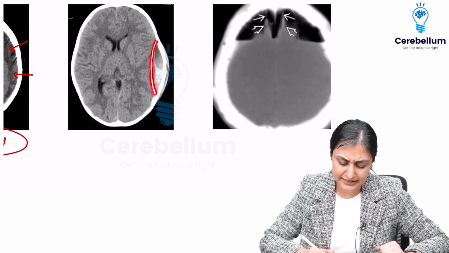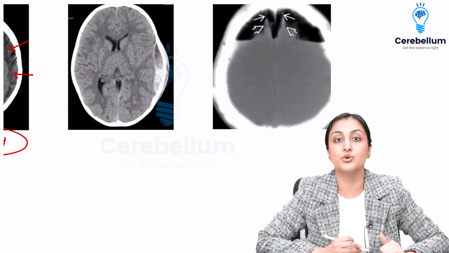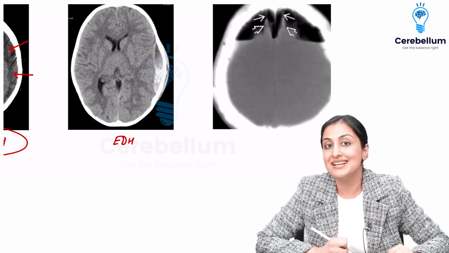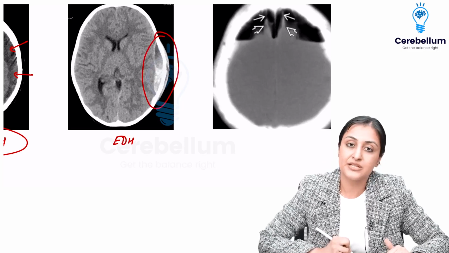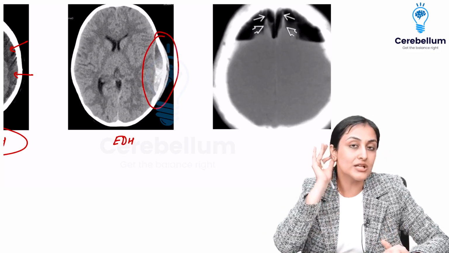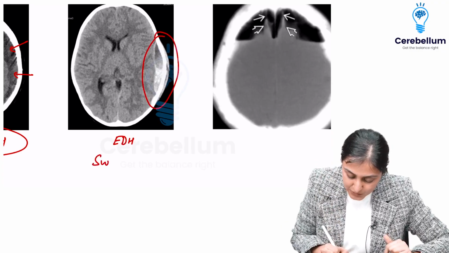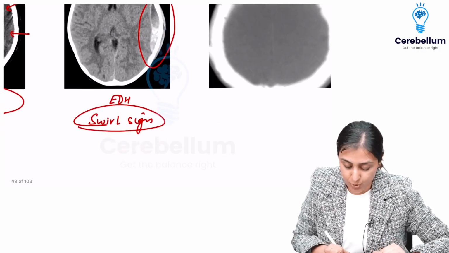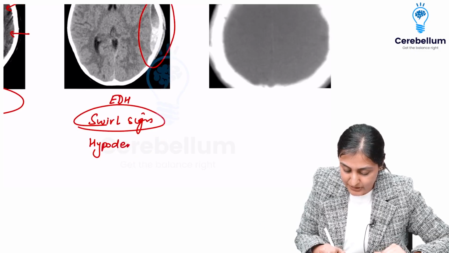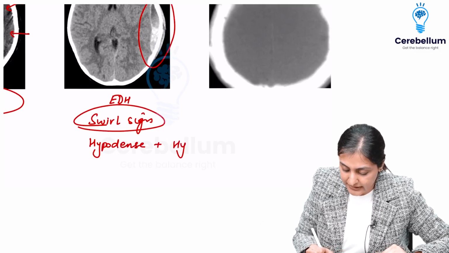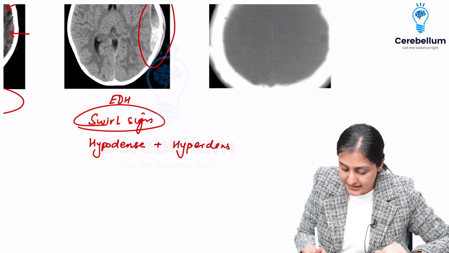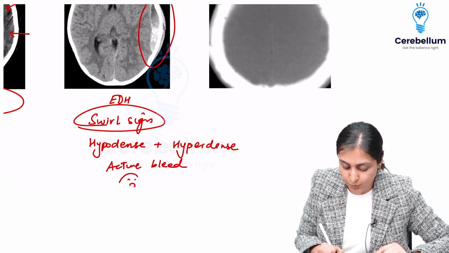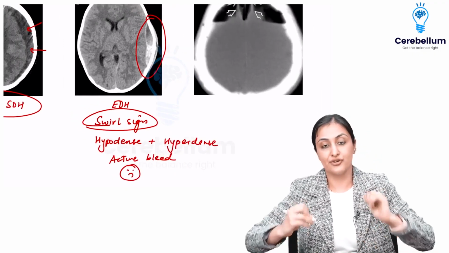You can see that it is limited by the sutures. It is not able to cross the sutures. So this indeed is EDH. But now look at the density. In the density, you can appreciate that there are both hypodense as well as hyperdense areas. This is what we call the swirl sign. So swirl sign is when you have both hypodense plus hyperdense areas within a hematoma, and this indicates that there is an active bleed going on, suggesting a poorer prognosis and an indication for decompression.